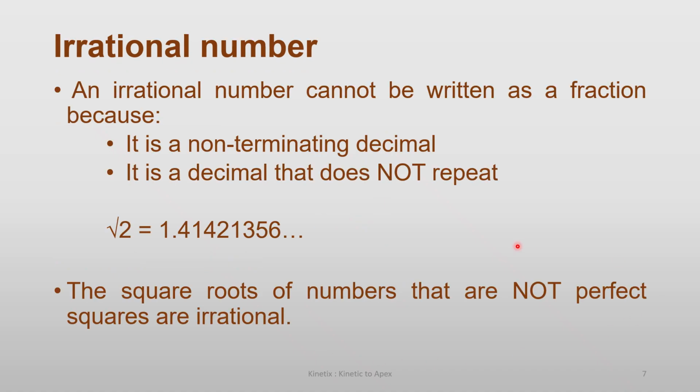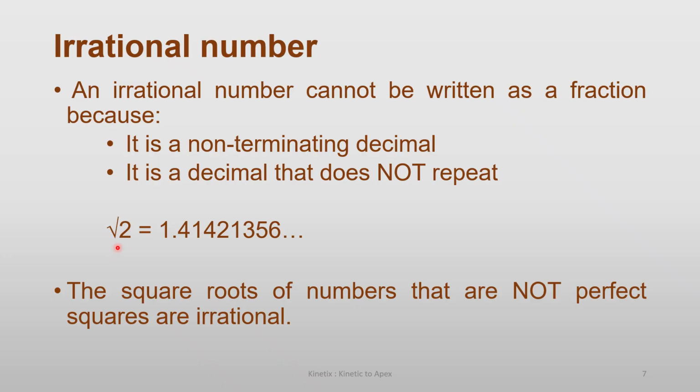Now let us move to the irrational number. Here there are two important things in case of irrational number: non-terminating decimal, and the decimal is not repeating. So non-terminating and not repeating. These are the two properties of the irrational number.